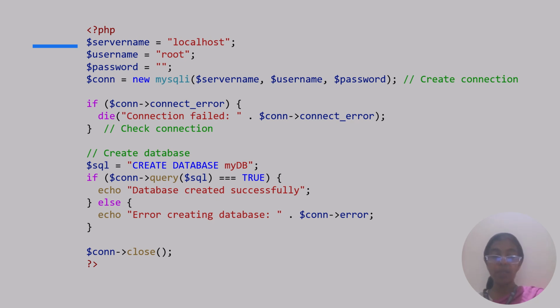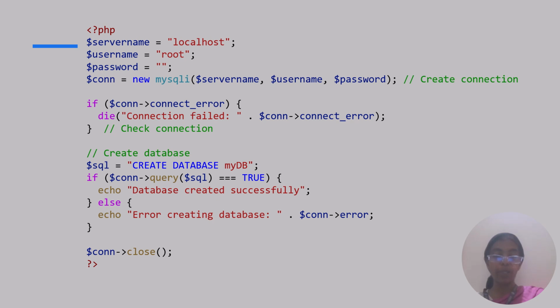What is your database name here? MyDB. Remember this name, later we will check using this name. So then this $SQL is a variable. So we are going to execute the variable using the connection.